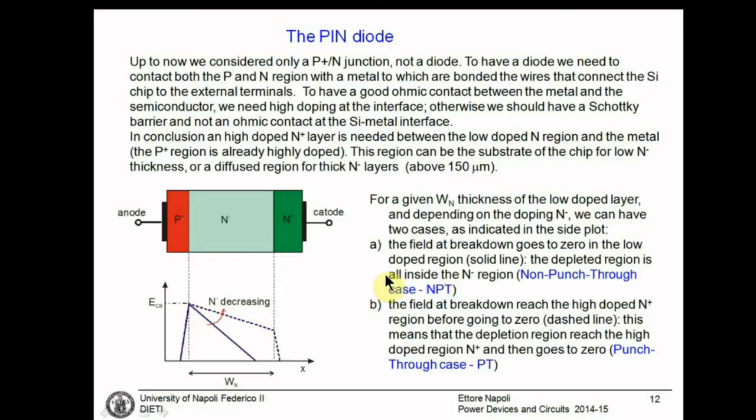This structure is named a PIN diode because there is a P region, the N region, and the N minus region that is also sometimes indicated like an intrinsic region. A very low doped region is an intrinsic one. Hence the name PIN diode, because you have at the beginning of the power device area this intrinsic region with two contacts, P plus and N plus, PIN.